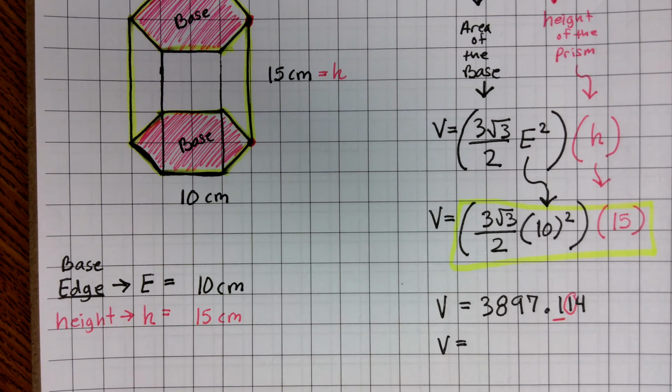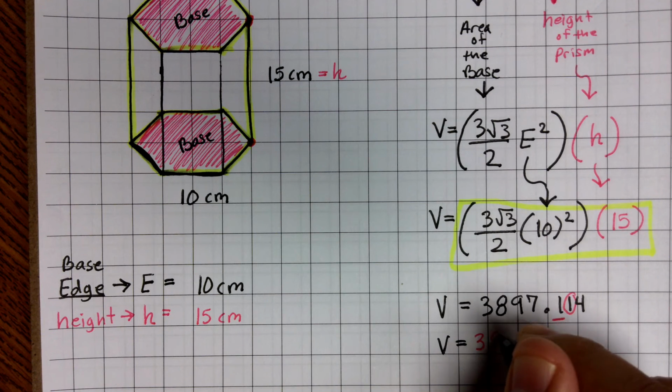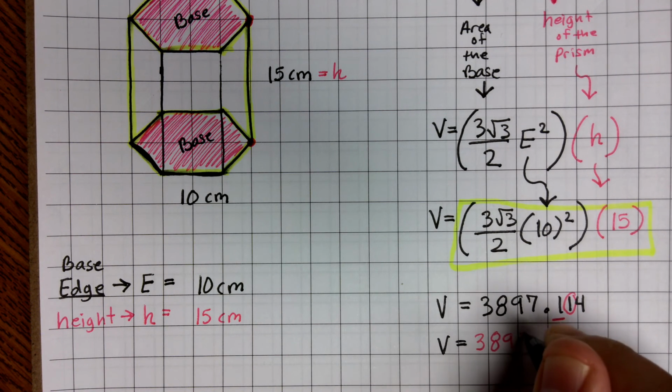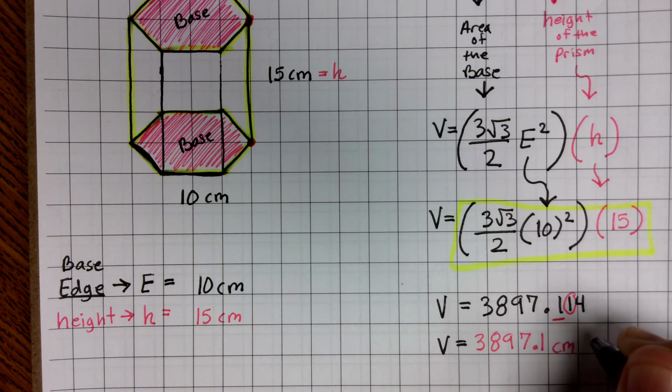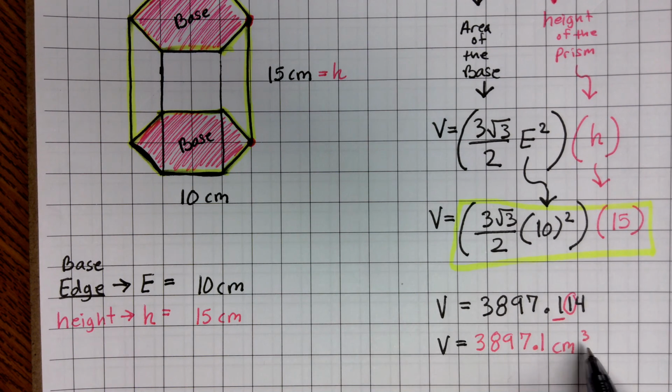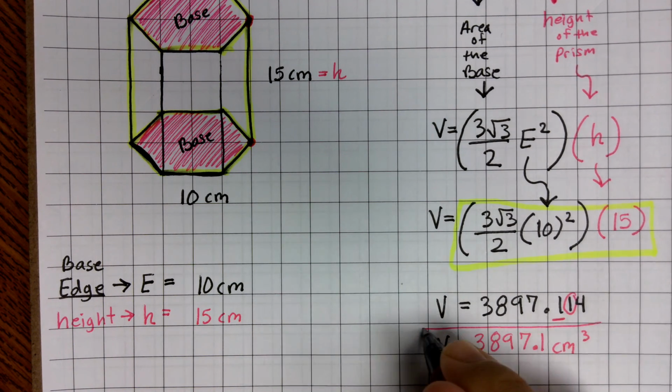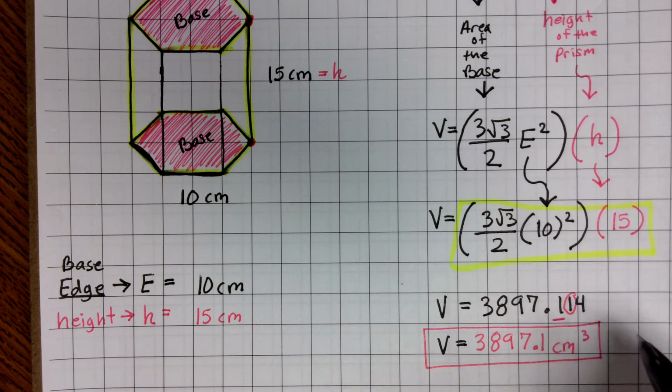V is equal to 3,897.1 centimeters cubed. And it's cubed because we're dealing with volume. And that's our answer. And that's how you solve these.